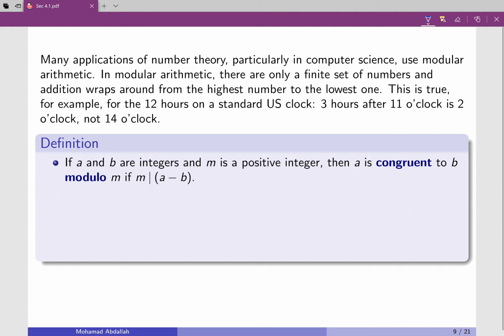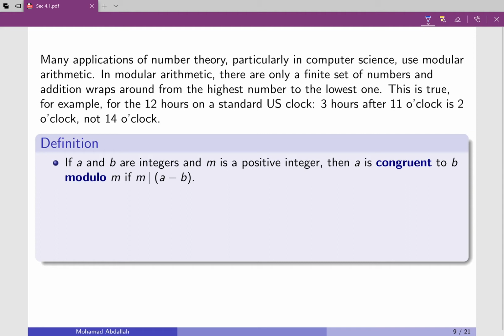Why? Because after 12, we start again. So for example, 12 plus 1 is 1. It's not 13. So 1 hour after 12 is 1. Okay, so using this idea, this is what we call modular arithmetic. So this is like you are working modulo 12. Okay, so the highest number is 12. You go from 1 to 12 and then you go back.